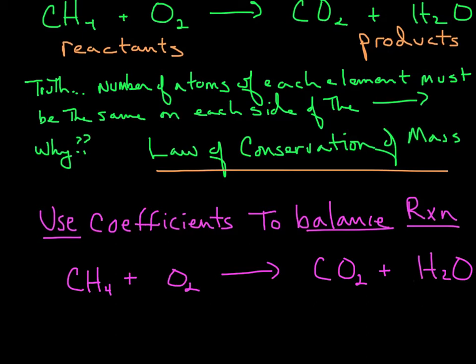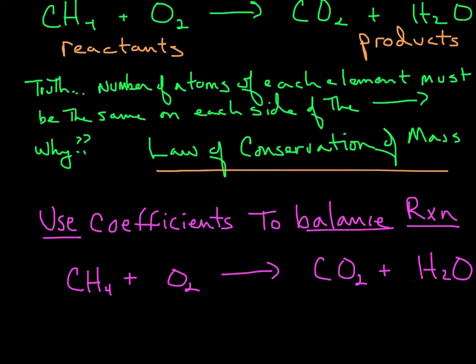Now, here's a truth for you. The number of atoms of each element must be the same on each side of the reaction arrow. And you ask the question, why? Well, it's because of what we call the law of conservation of mass. And we are going to probably be talking about this with the lab that you did on Friday. But what we're going to do is use coefficients to balance this reaction. And the method that we're going to teach you is called balancing by inspection. Doesn't that sound exciting?